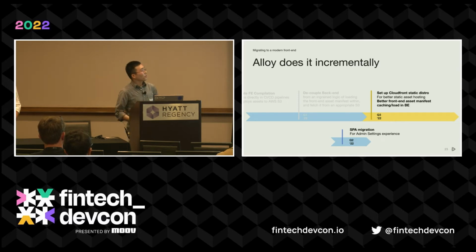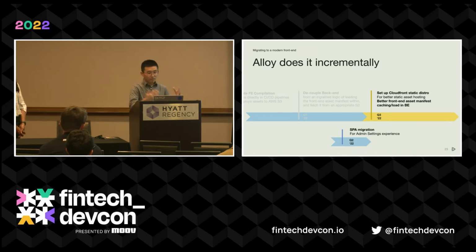Where are we heading after that? We're heading towards setting up the static distro, so that we can control cache and latency way better, utilizing this newer infrastructure setup. We're also freed up from a lot of ingrained logic within the front-end code base that blocked us from truly moving on to a modern SPA code base. So guess what? We just started full force.